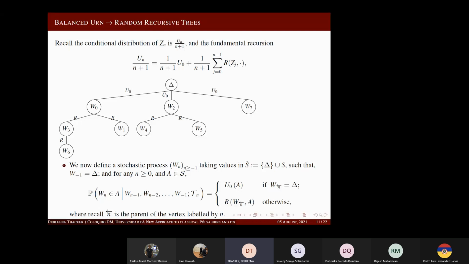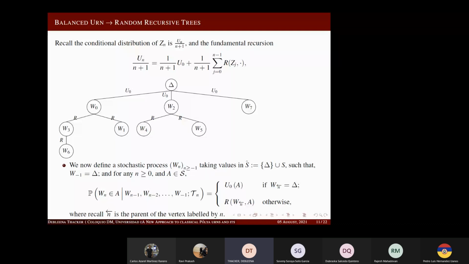So that is due to the existence of this factor 1 by n plus 1. If we did not have this 1 by n plus 1, or as a matter of fact, if the matrix R itself was not balanced, we would not get this 1 by n plus 1, and the tree structure would not be independent of this process Wn. And that's one big problem when we try to generalize it.